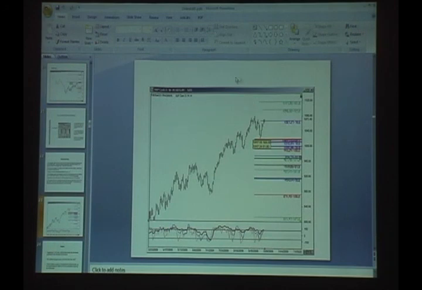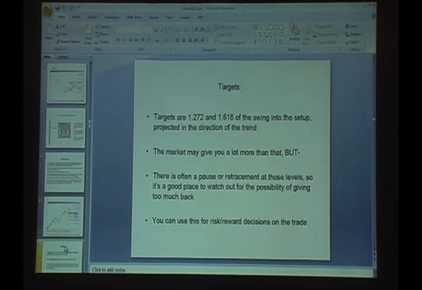Okay, targets. I think I have a slide on targets. Yeah, 1272 and 1618 of the swing into the setup, I'm calling it, so we don't have to say into the low or into the high. Projected in the direction of the trend. The market may give you more than that, but there's often a pause or retracement at those levels, so it's a good idea to watch out.